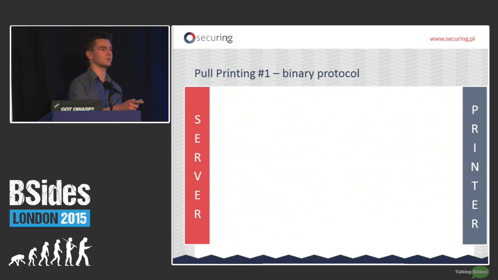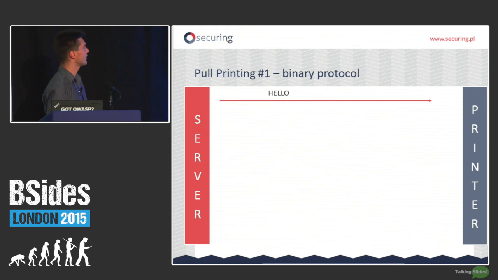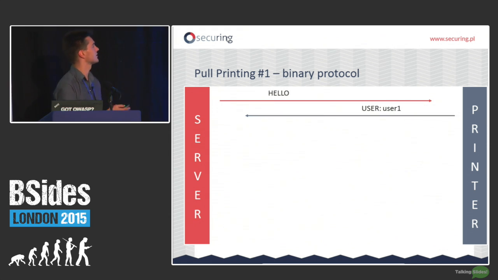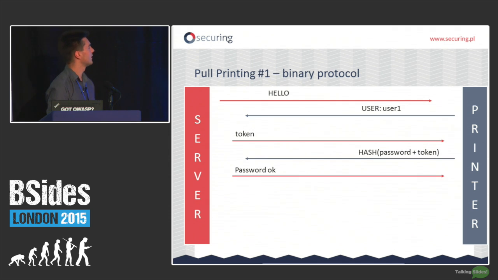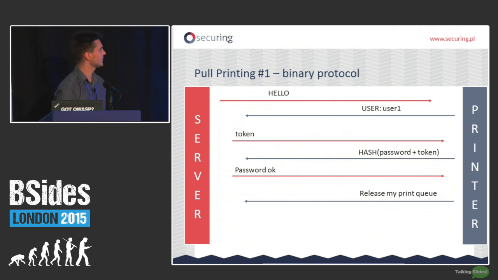So let's see the binary protocol in this pull printing solution. Here is a quality analysis of this protocol, of the raw packets on the cable. The print server sends a short hello message. After a user swipes his card at the printer, it sends his username. The server responds with some token. The printer sends a hash of the password and token. The server verifies it. And the printer sends a message to release the print queue of this user.